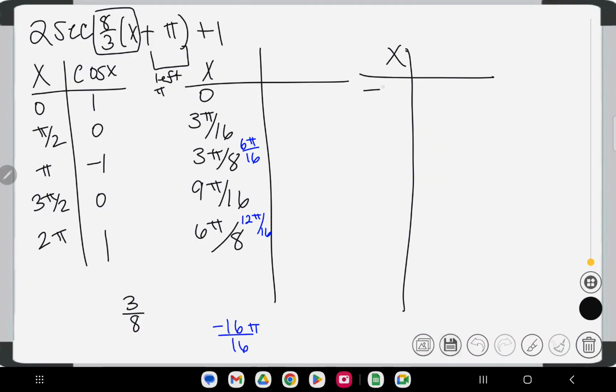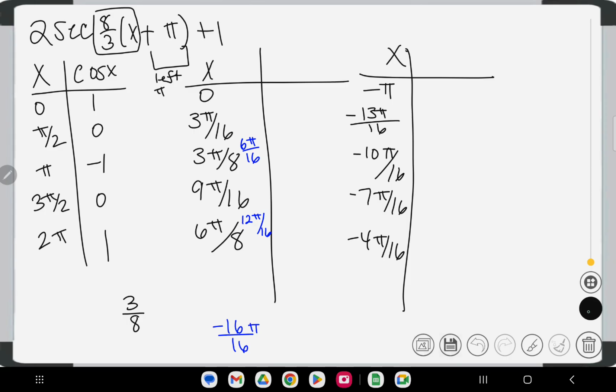I'll eventually reduce it anyway, because 0 minus pi is just negative pi. 3 pi over 16 minus 16 pi over 16 is negative 13 pi over 16. Negative 10 pi over 16. 9 minus 16 was negative 7 pi over 16, and then negative 4 pi over 16. And then we can reduce some things here in a minute.